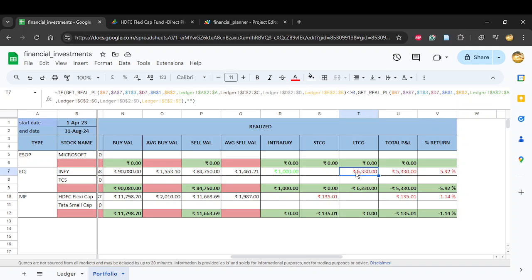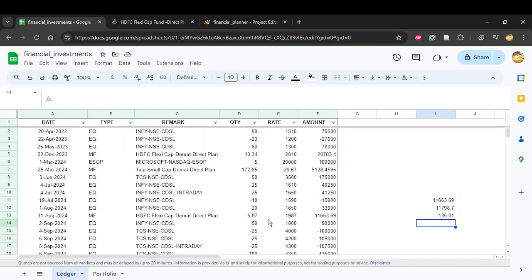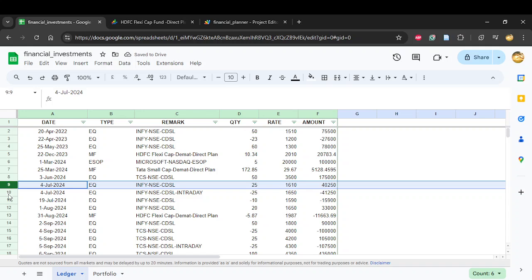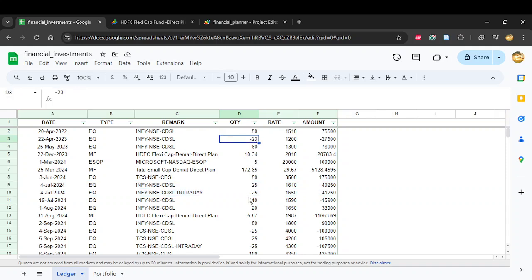As an additional check, let's validate if this figure of 6330 for the long-term capital gain is matching for the Infosys trade. Let's again go back to the ledger page, and we will remove this data. I have sold some Infosys sales of 25 on this day from the intraday trading, so we have to offset this 25. From 58, if we offset 25, we will be left with this 23 and this 10.